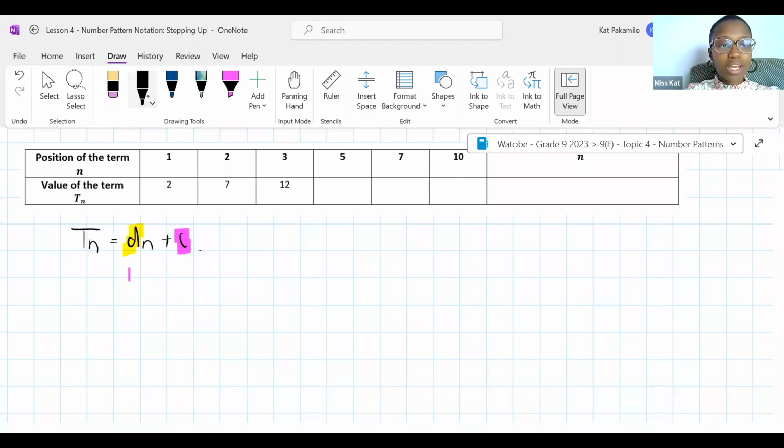Tell me, in this particular pattern, what is our constant difference? The top we have position, Pindile. Hello, Pindile. Our constant difference is 5.